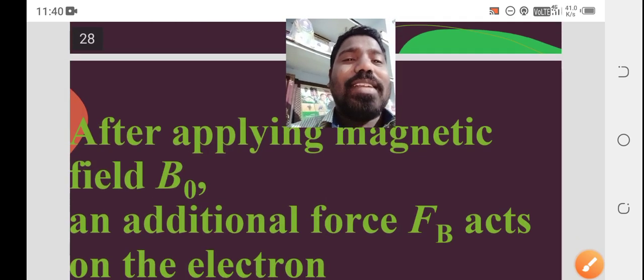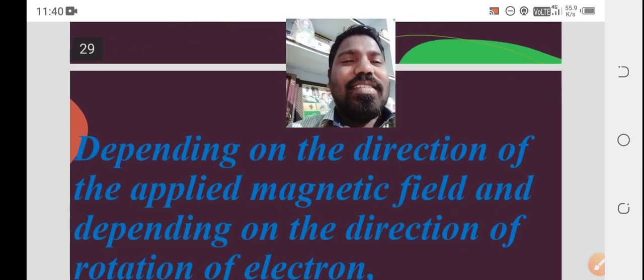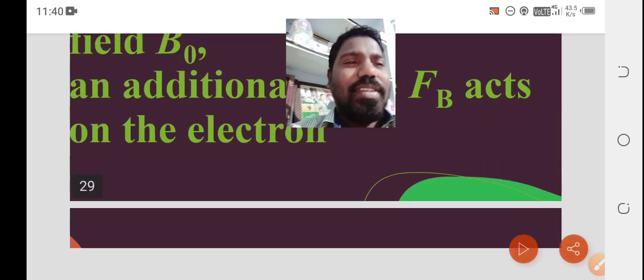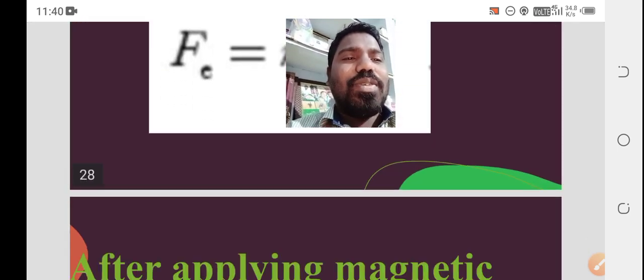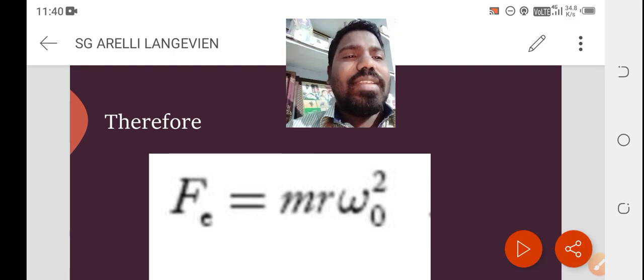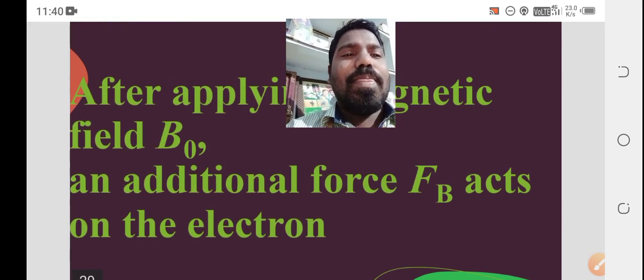After applying the magnetic field B naught, an additional force FB acts on the electron. For your convenience, you can also put the equations, so if you are getting some confusion, then you can use this. You can write this as equation 1: after applying the magnetic field B naught, an additional force FB acts.